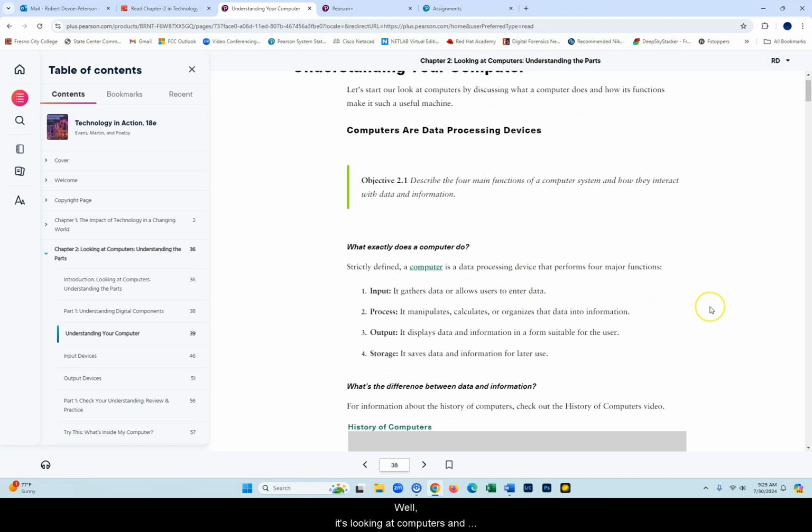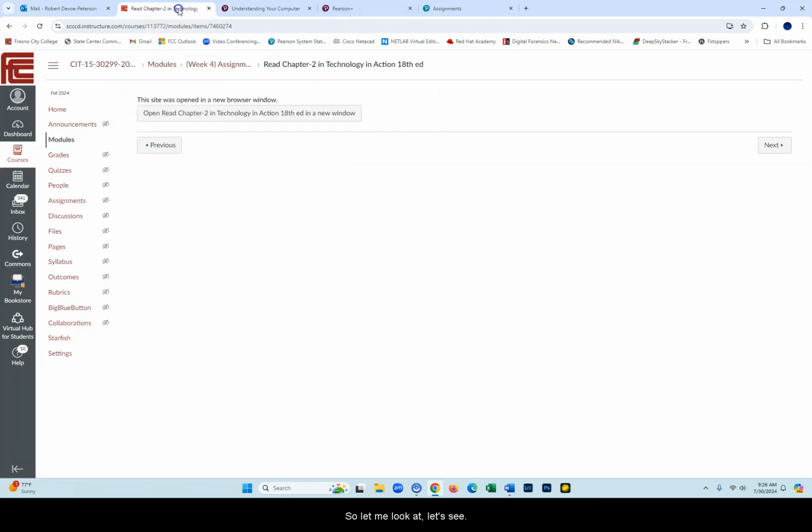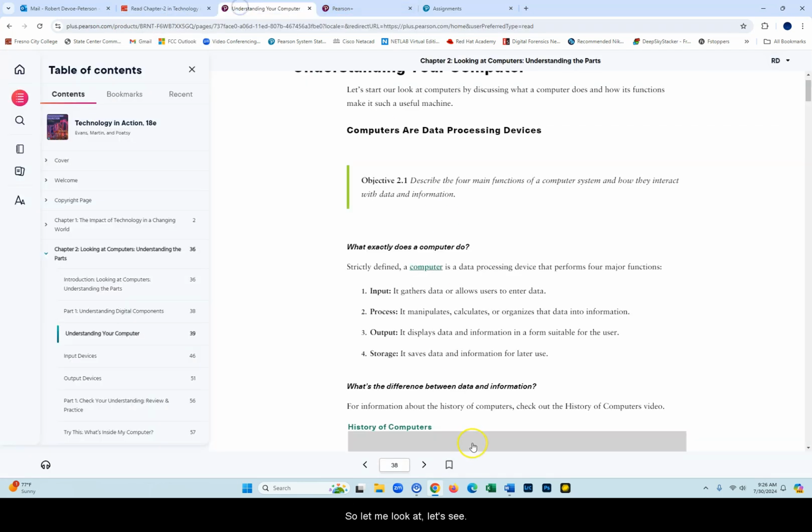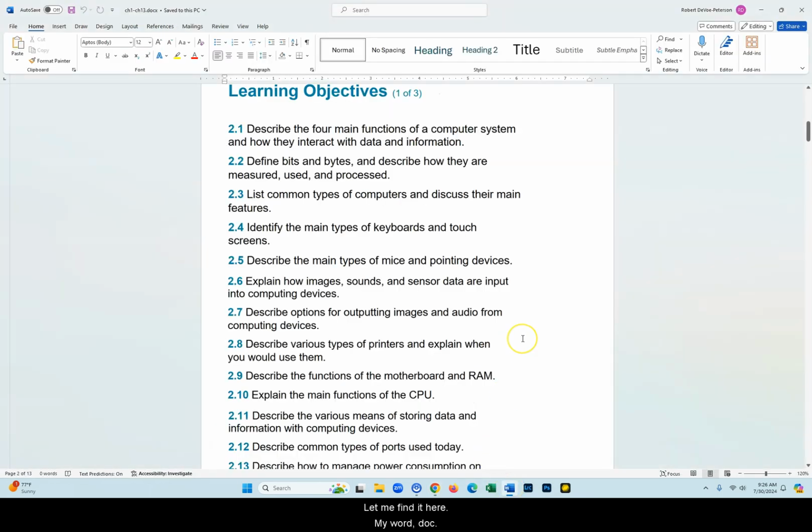Well, it's looking at computers and how computers work. And actually, this is one of the test questions. What are the 4 steps a computer goes through? You know, input, processing, output, and store. So it's really quite handy. But what are some of the concepts in total you'll see? Let me find my Word doc. These are the objectives for Chapter 2. And it talks about the 4 main functions that I just showed you in the ebook.